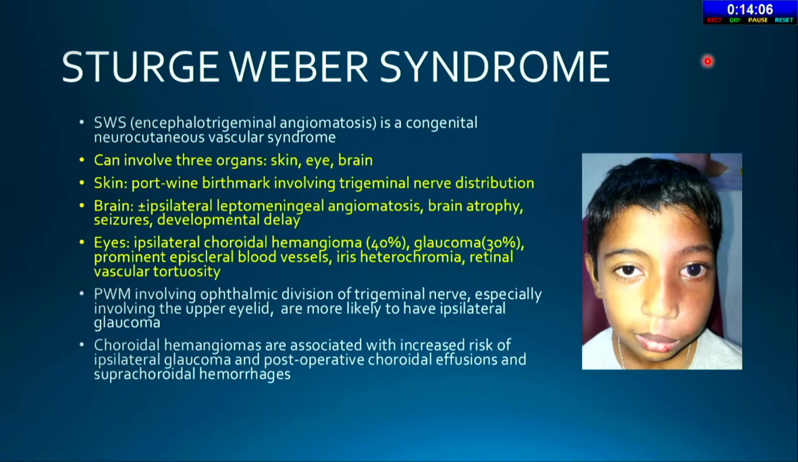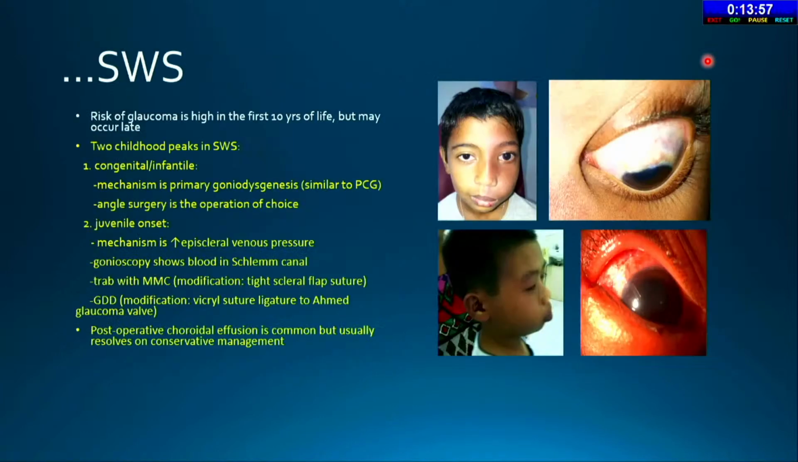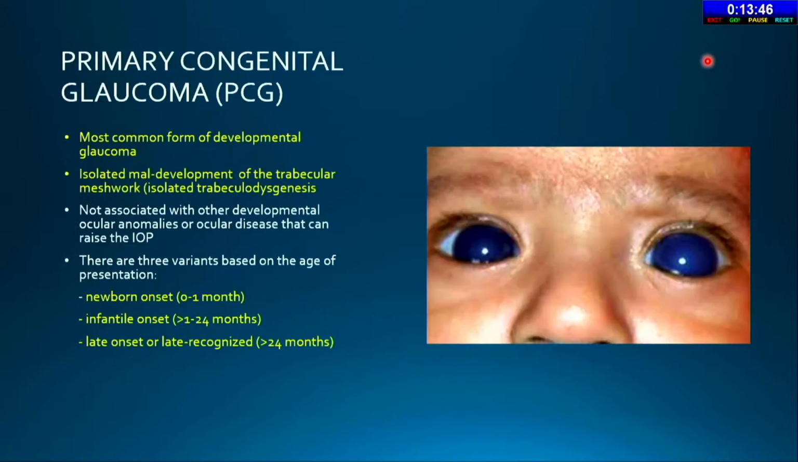In the eyes, apart from glaucoma, you can have choroidal hemangioma, and that can cause a problem while you do glaucoma filtration surgery, because there can be suprachoroidal hemorrhage. So these children can be managed either by trabeculectomy. The top child we manage with a trabeculectomy, and the bottom child we manage with a pediatric Ahmed glaucoma valve, and both are doing well.